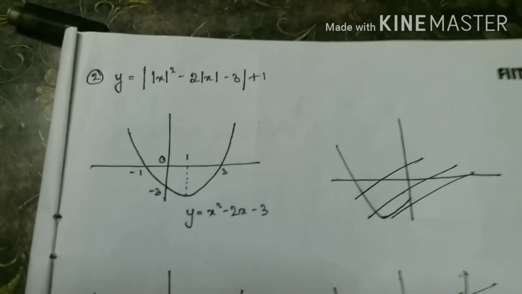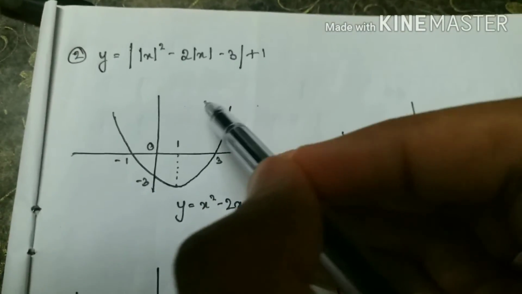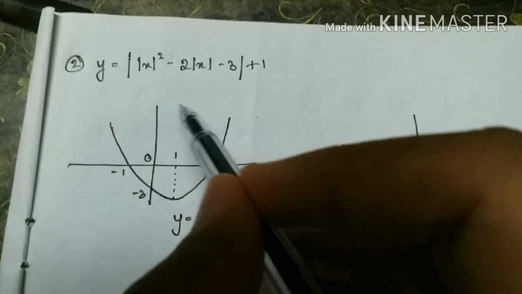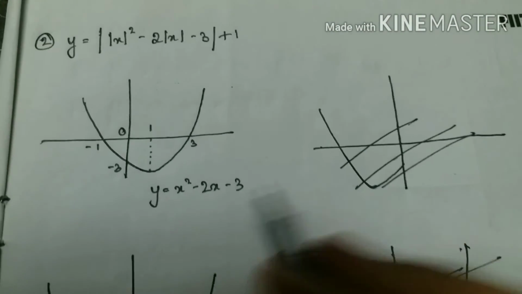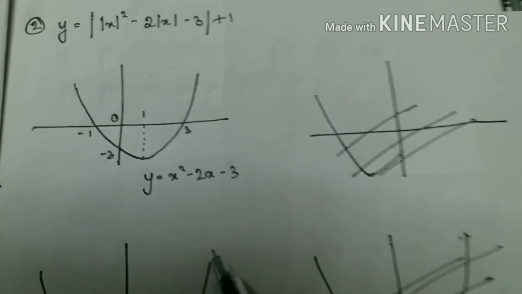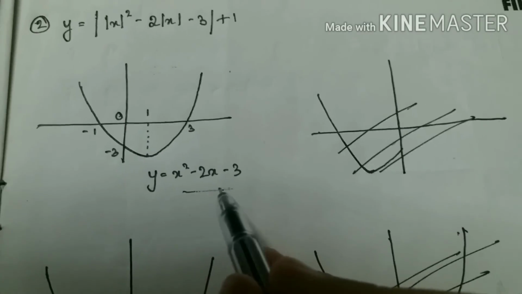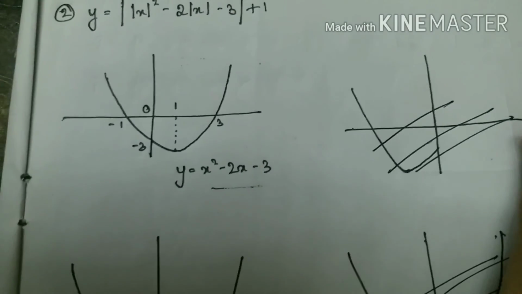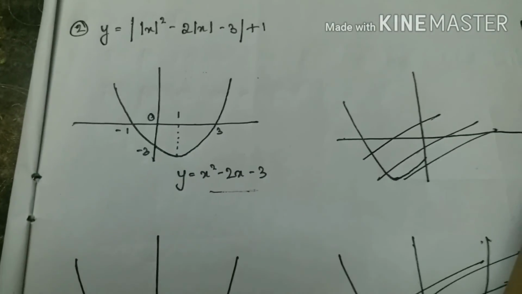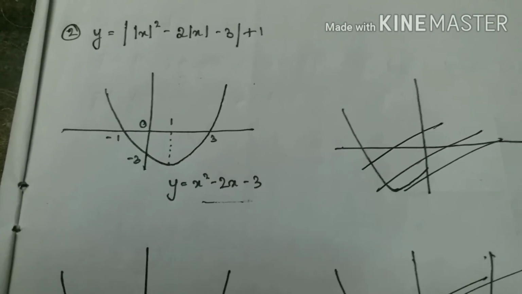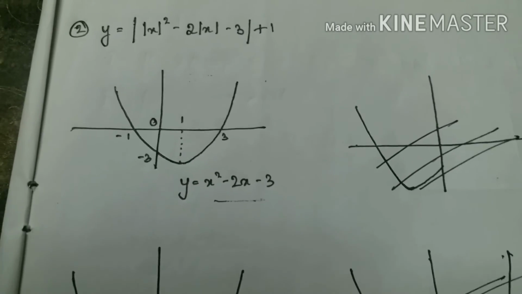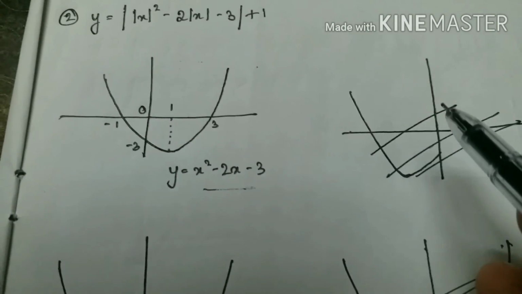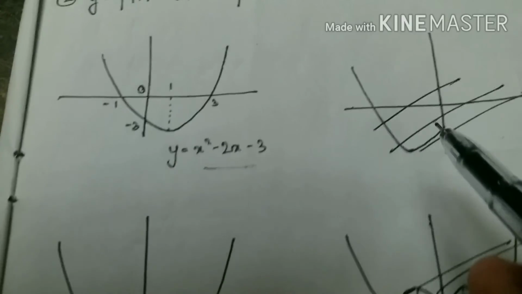So now another quadratic equation, and we are asked to draw the graph of this one. Y is equal to mod of x square minus 2 mod x minus 3 plus 1. So first we draw the graph of y is equal to x square minus 2x minus 3. I hope everyone knows how to draw a quadratic equation graph. If not, I will teach quadratic equation in another video. There you will get to know about it. So we draw the graph of quadratic equation.